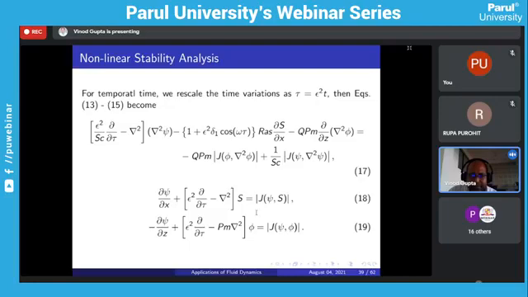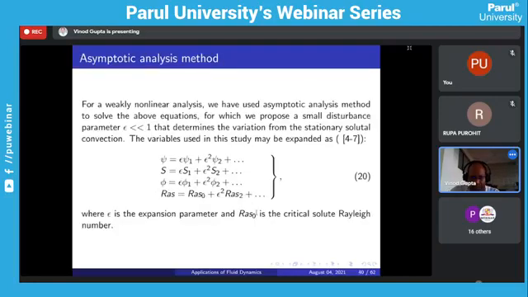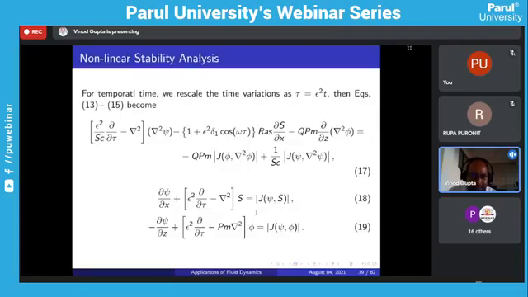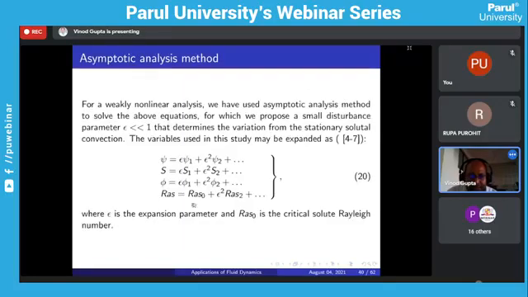Now we have to determine its solution. To determine it, we have used a series solution, which is also known as the asymptotic analysis method. We expand our variables, psi, S, phi, and Ra s, in terms of a series. For the convergence of this series, we choose the parameter epsilon to be very small, much less than 1.